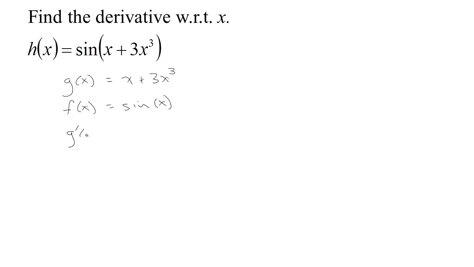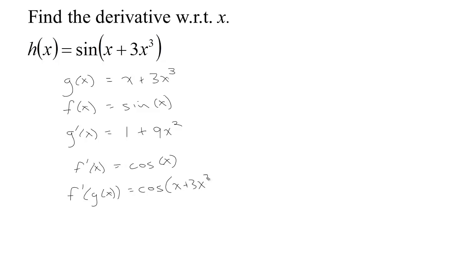So we know how to find g prime of x. That's just going to be 1 plus, let's see, this 3 comes down and makes 9x squared. We know how to find f prime because the outside function is the sine, so the derivative of the sine is the cosine. We can find f prime at g. Remember, g is this function x plus 3x cubed, so if you give f prime x plus 3x cubed, you're going to get the cosine of x plus 3x cubed, which is this function g.